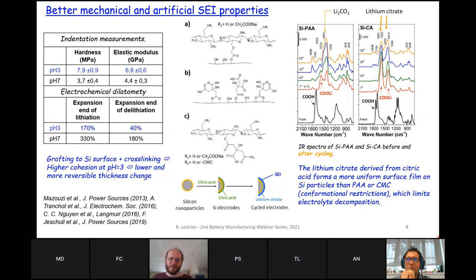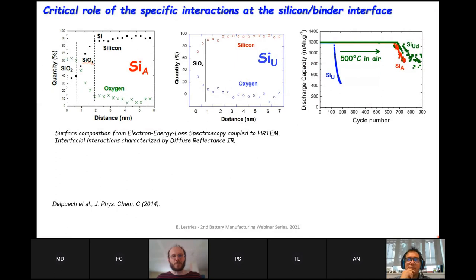Next. So this study, which was accomplished by Nathalie Delpuech during her PhD thesis, is also very interesting. It shows the influence of the surface chemistry of silicon, and again, of the interaction with the binder. On the plot on the right, you see the cyclability of different silicon-based electrodes prepared with silicon with different surface chemistry. You see the better cyclability in red of silicon A, and on the left plot, you have the chemical composition of the surface of the silicon particles.